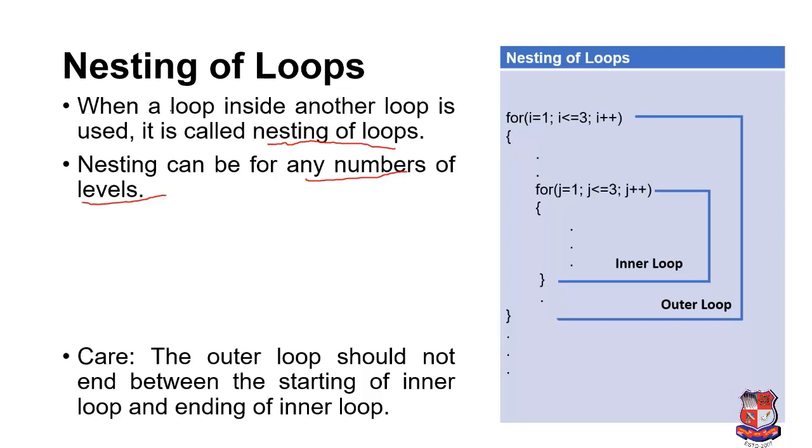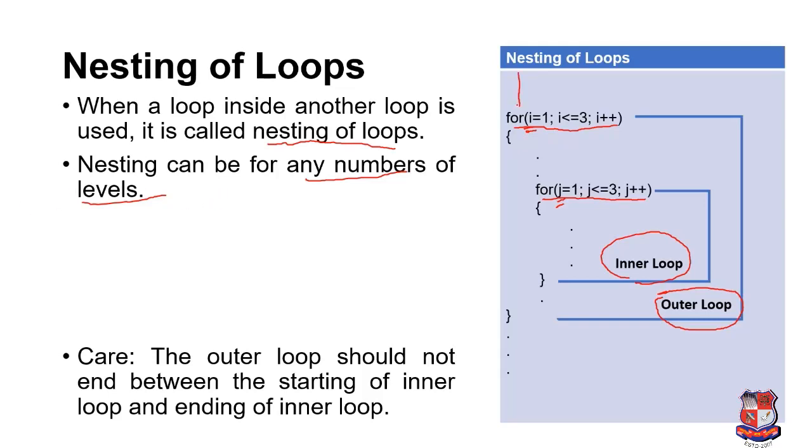For example, if we have a loop with the control variable i, and inside this loop we have another loop with the control variable j, this concept is known as nesting of loops. The loop inside the other loop is known as the inner loop, and the loop outside is known as the outer loop. Now let us see how this example executes.